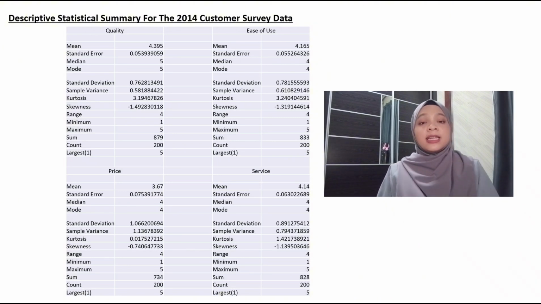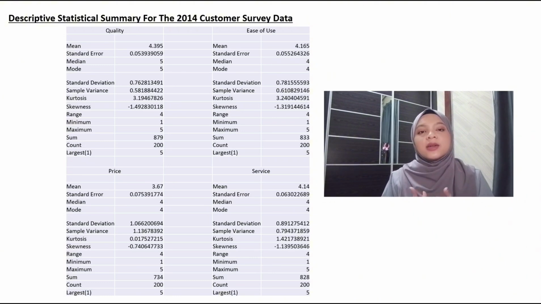Okay, so overall, the descriptive statistics show that Law Innovator customers were generally satisfied with the product in terms of quality, ease of use, and service. However, price stands out as the most sensitive factor with a wider range of customer opinions. As a recommendation, the company should maintain the strengths, especially quality and ease of use, while exploring more competitive pricing strategies or offering promotional packages to attract more price-sensitive customers.